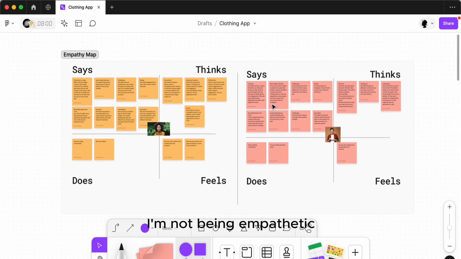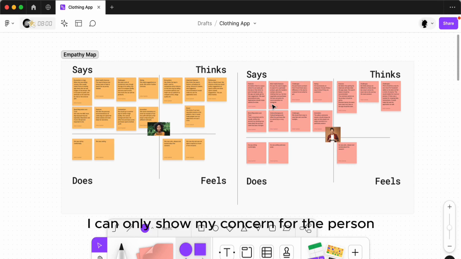I'm not being empathetic because it has not happened to me. I can't put myself in that person's shoes. I don't know what the person was thinking. I don't know what the person was doing. I can only show my care. I can only show my concern for the person.